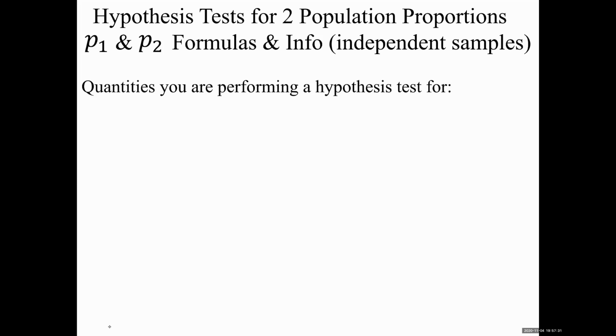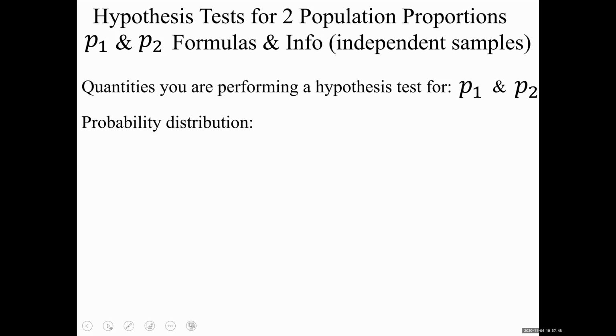Quantities you're performing a hypothesis test for. What are the letters that the king and peasant are fighting over in this section? What letters are they fighting over? P1 and P2, that's right. They're fighting over 2 percentages.